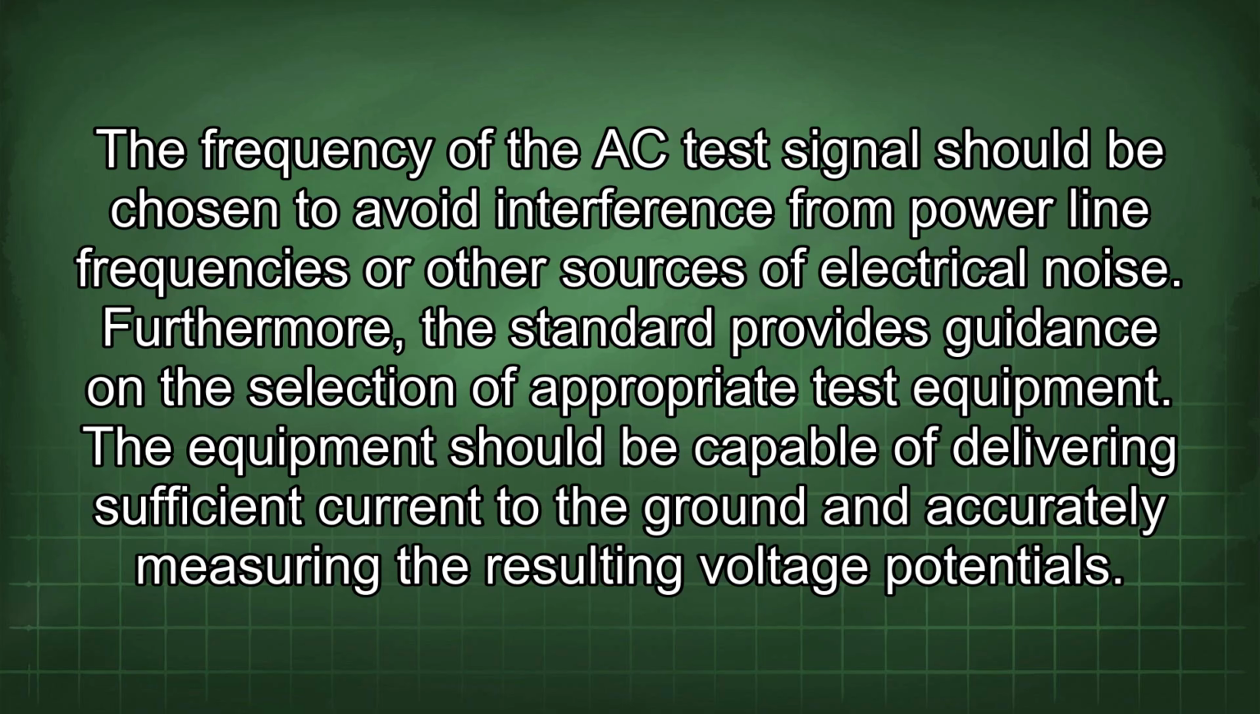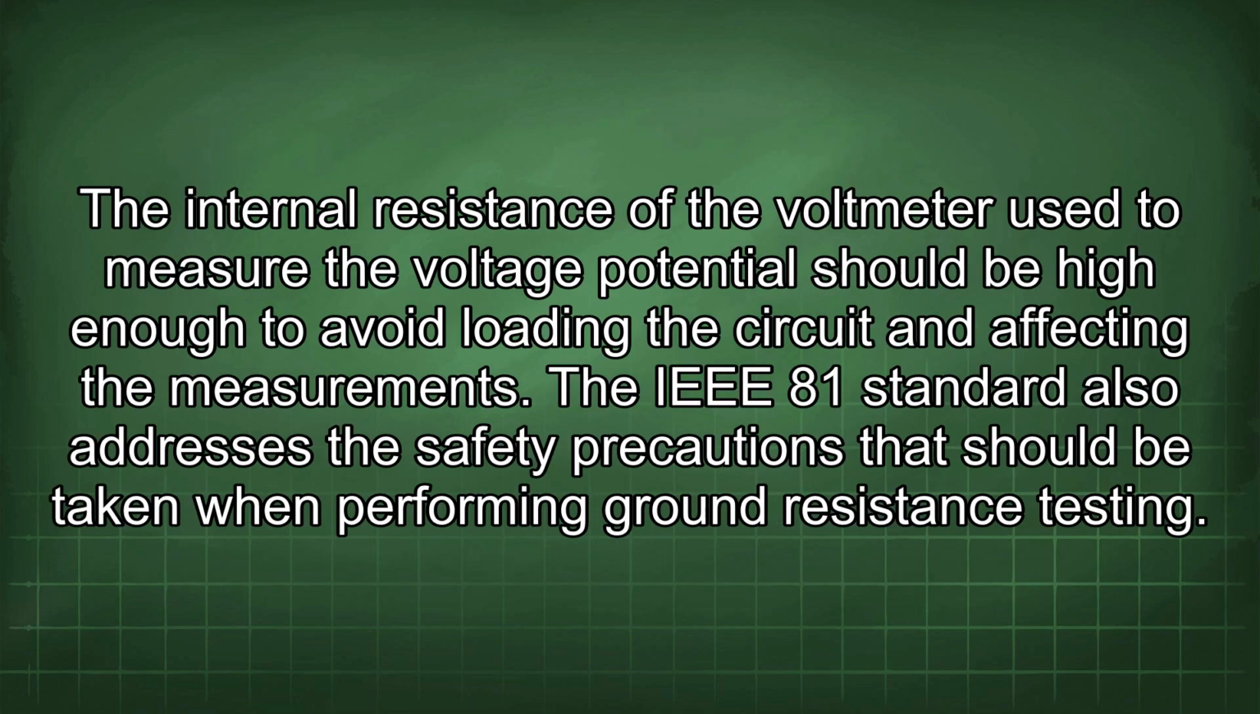Furthermore, the standard provides guidance on the selection of appropriate test equipment. The equipment should be capable of delivering sufficient current to the ground and accurately measuring the resulting voltage potentials. The internal resistance of the voltmeter used to measure the voltage potential should be high enough to avoid loading the circuit and affecting the measurements.